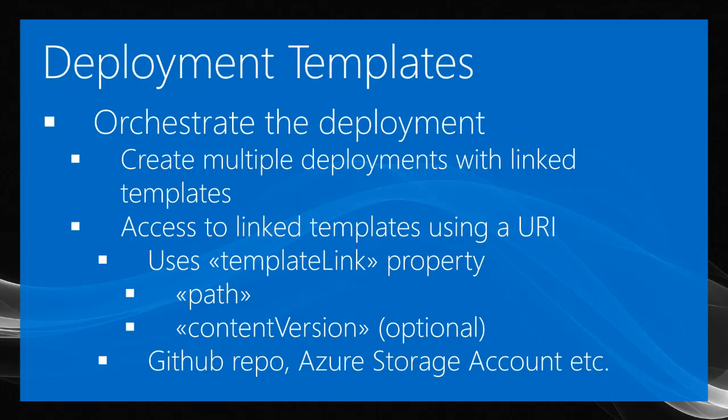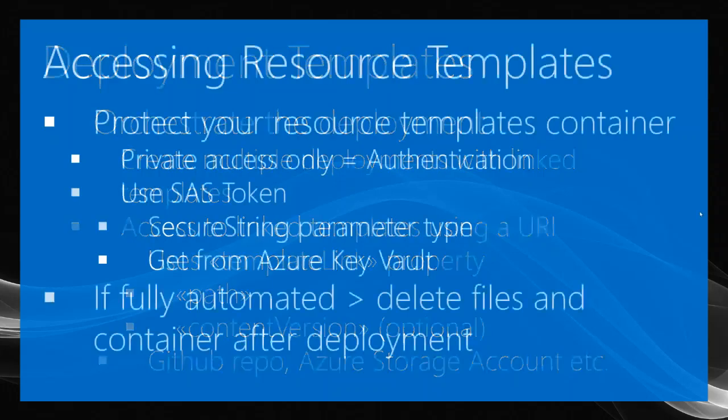Now, what is important here, this URI needs to be publicly accessible, because the deployment template or the Azure Resource Manager that deploys the template needs to have access to these files. So that means that you can place them somewhere. So for instance, in a GitHub repository that is publicly available, or on an Azure Storage account that is publicly available. It doesn't actually matter. Now, of course, depending on the type of resource templates you have, you don't want to share your templates with the whole world. And that also means that you might want to protect them.